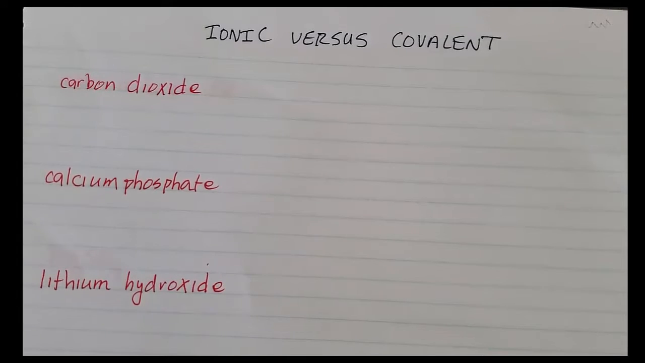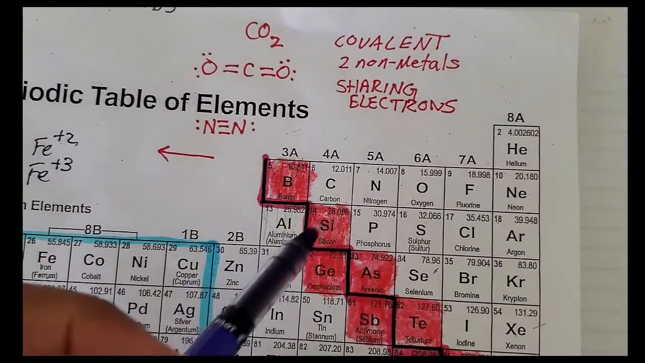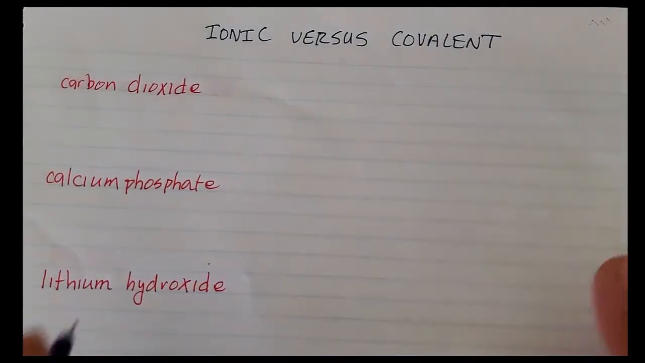In this video, we will go over the nomenclature of an ionic compound versus a covalent compound. So our first example here is carbon dioxide. A covalent compound is between two nonmetals. Carbon is actually a nonmetal, oxygen is a nonmetal. We name these with prefixes.